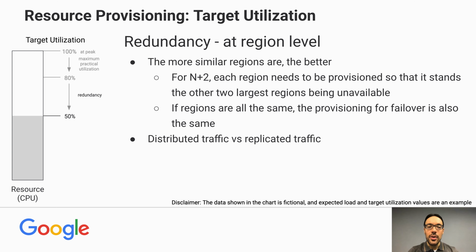On the other hand, requests that are replicated across regions, such as writes, act differently. A single write to a replicated entity needs to eventually happen in every single replica.